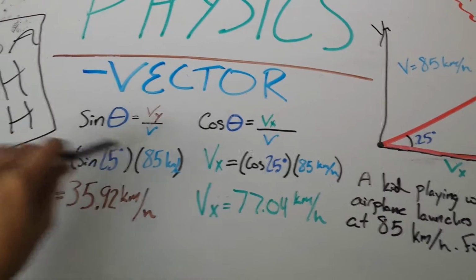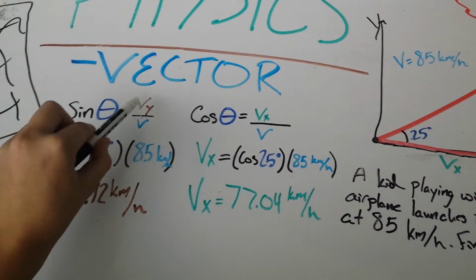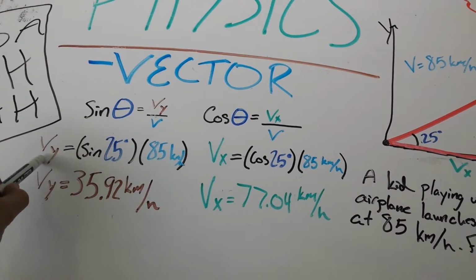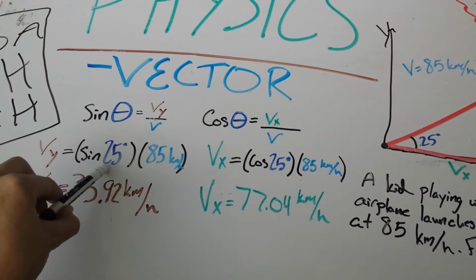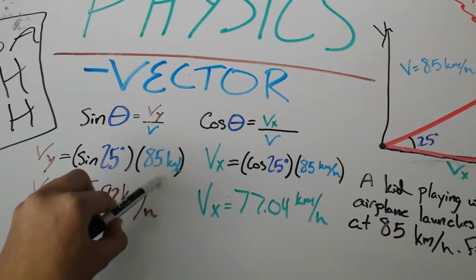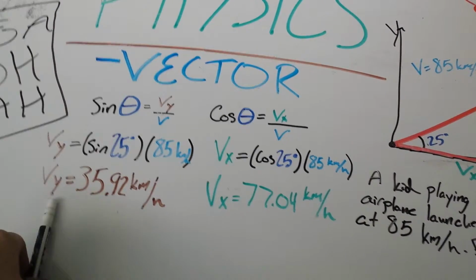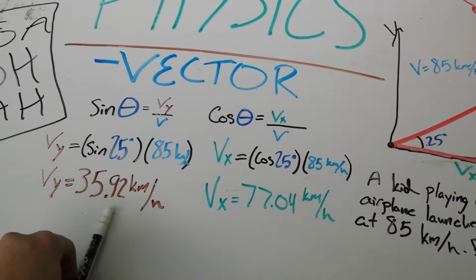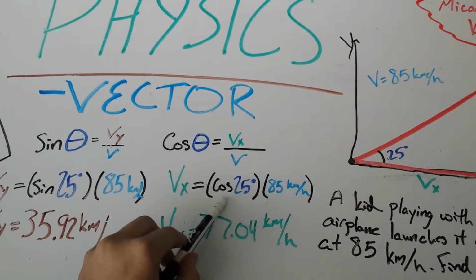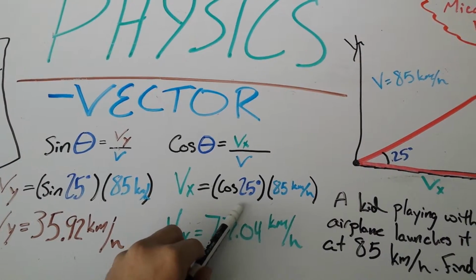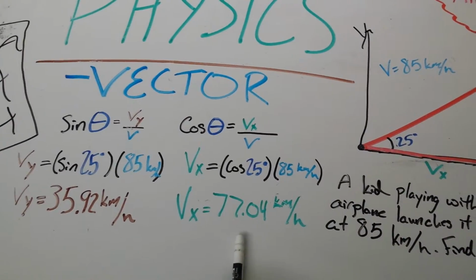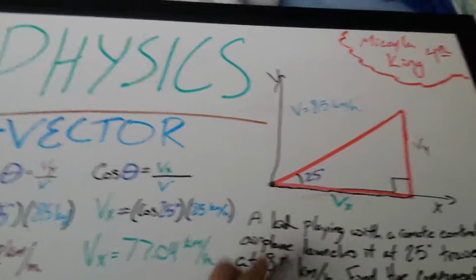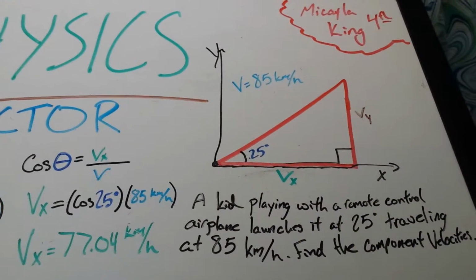And so you just rearrange the equation, so you would have Vy by itself, and you'd have it equal sine 25 degrees times 85 kilometers per hour. And so you'd get Vy equals 35.92 kilometers per hour. And you would do the same thing over here for Vx and get cosine 25 degrees times 85 kilometers per hour, and you get 77.04 kilometers per hour for your component velocities.